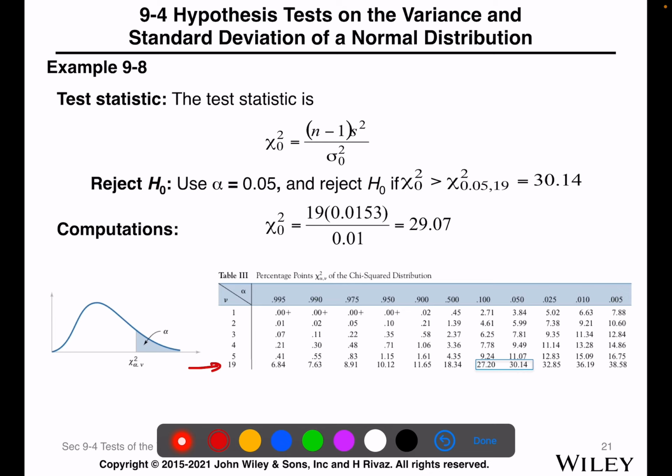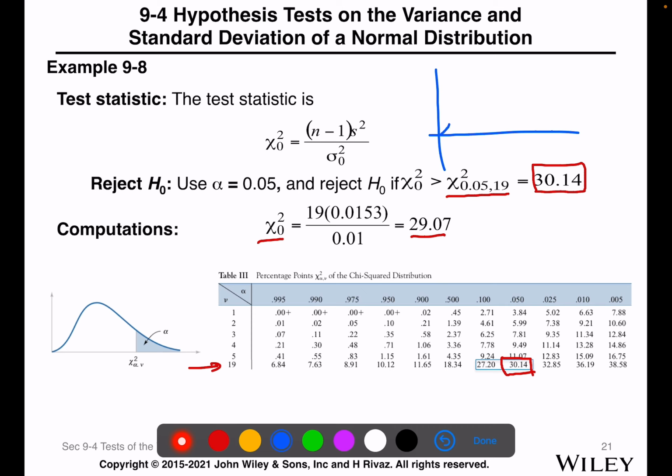So here we look at chi-squared of 0.05 and 19. So 0.05 is here. So the number will be 30.14. Right? So basically 30.14 will be our threshold for rejecting the null hypothesis, right? And the chi-squared that we calculate is 29.07, right? So if I draw, this is what's going on.